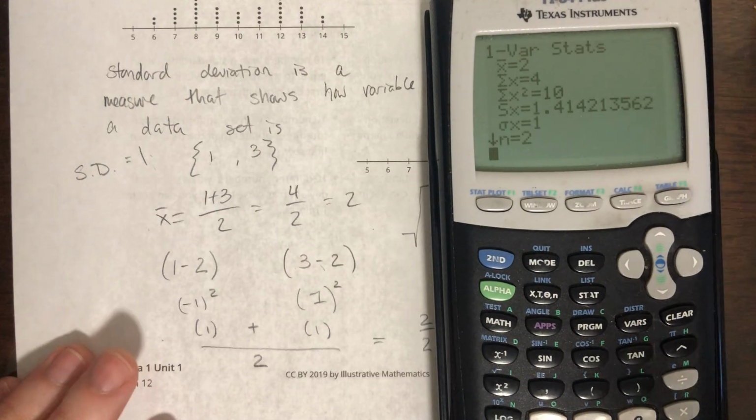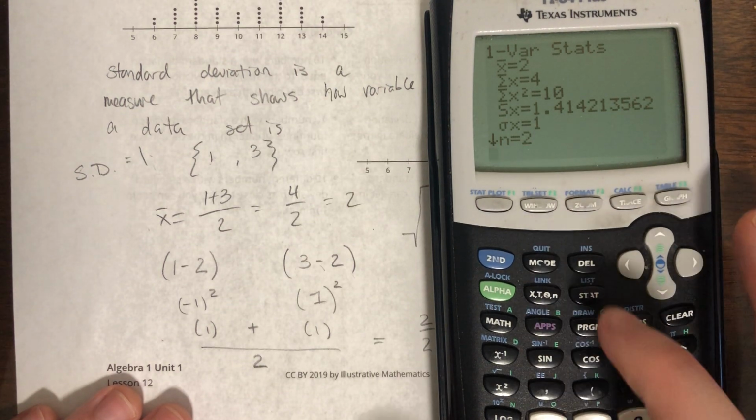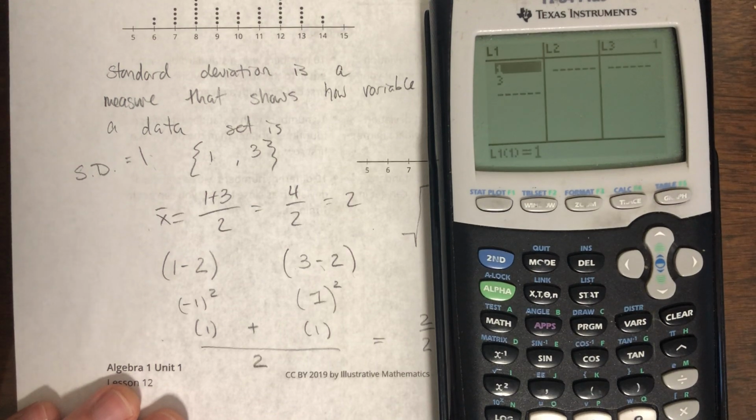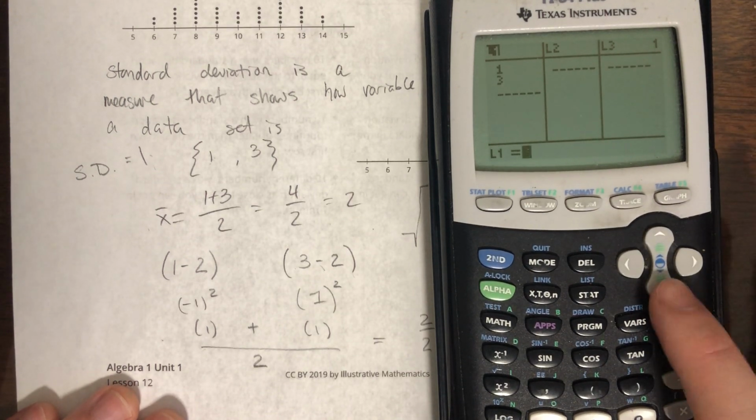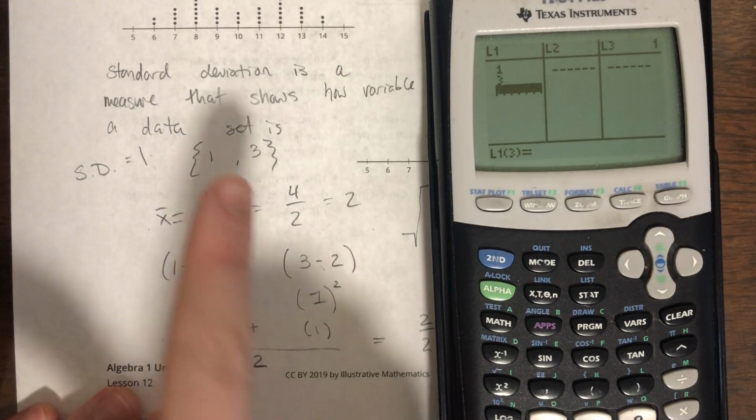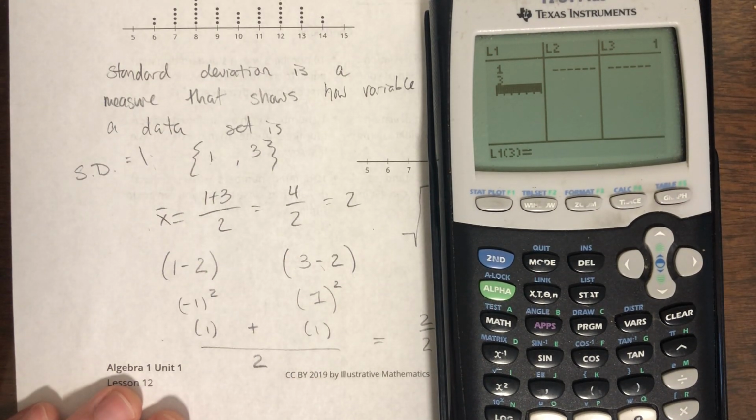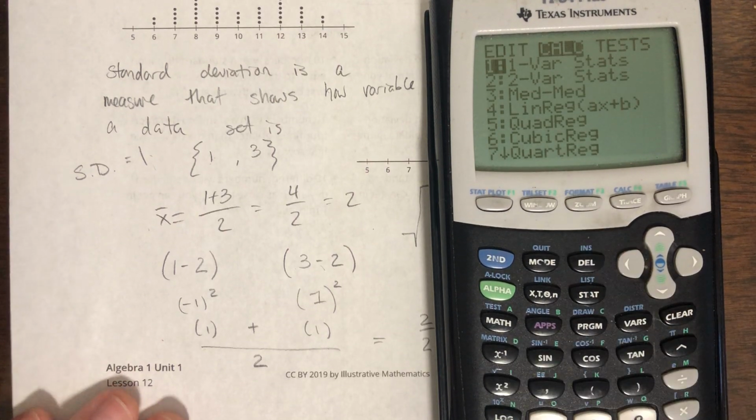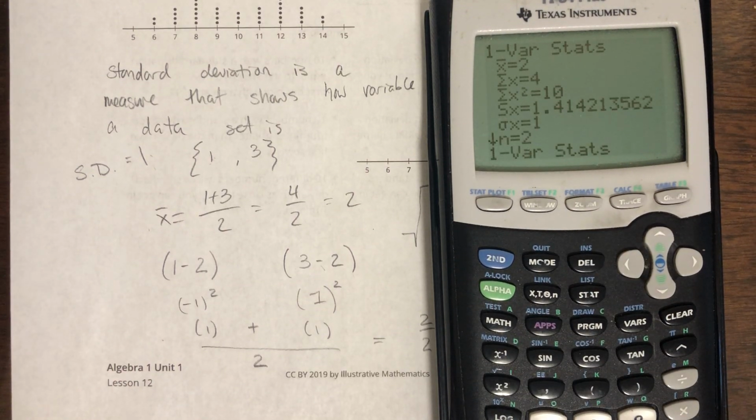I want to quickly show you how easy this will be for you. So first we're going to go to Stat, then we're going to go to Edit. And so just on list 1, you see I already put it there. We're going to put 1 and 3, which are the 2 numbers we have right there. Then we're going to go to Stat again, go over to Calc, 1-Var Stats, and press Enter.